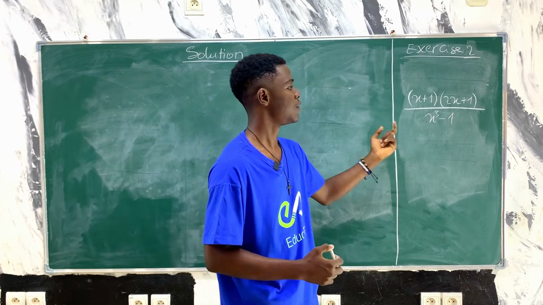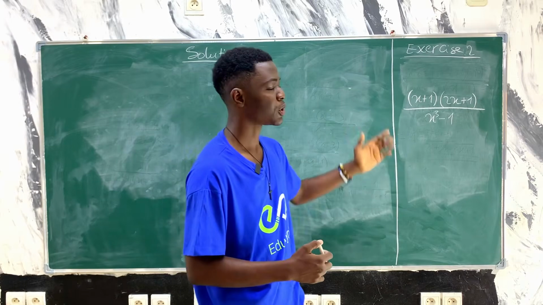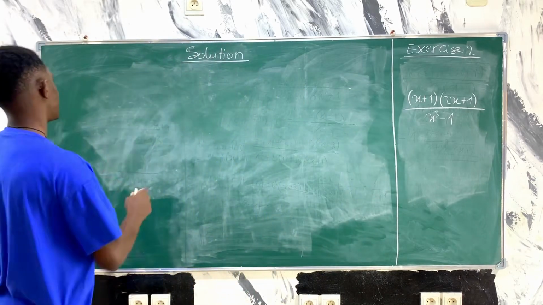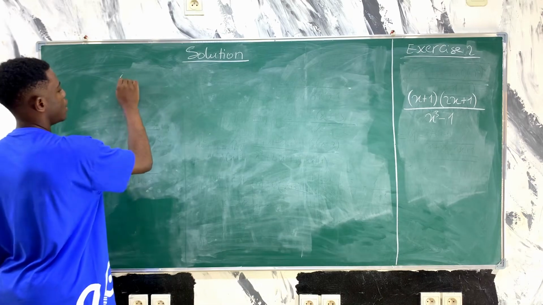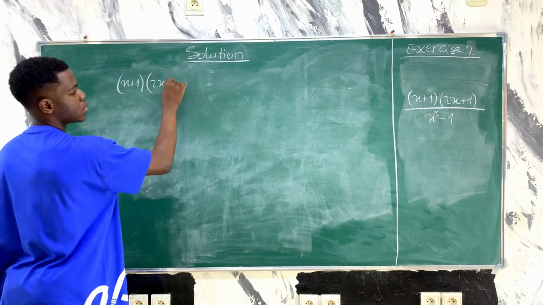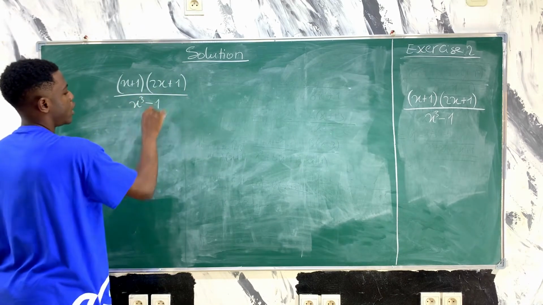We are on the second exercise on partial fractions, which goes by (x plus 1)(2x plus 1) divided by x cubed minus 1. We have to represent this into partial fractions. So in your equation, we have (x plus 1)(2x plus 1) all over x cubed minus 1.